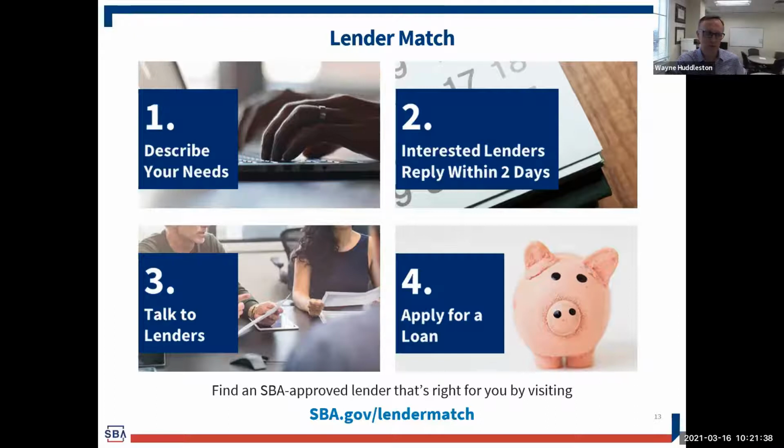One way of connecting with those is through a program that we have on our website called Lender Match. If you go to sba.gov/LenderMatch, you can just fill out some very basic information about your need for the loan and about your business and hit submit. That information will immediately be sent to all lenders within our system who have expressed interest in looking at loans in the Virgin Islands.